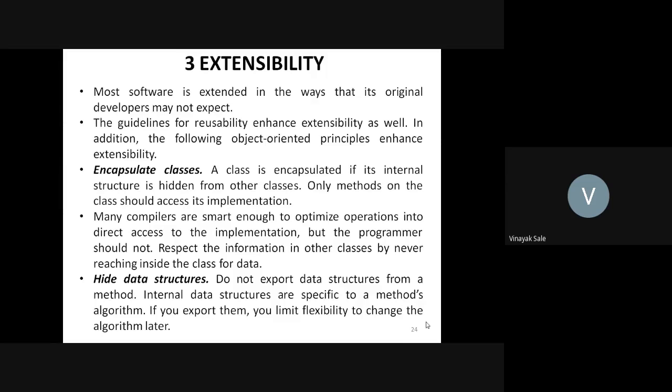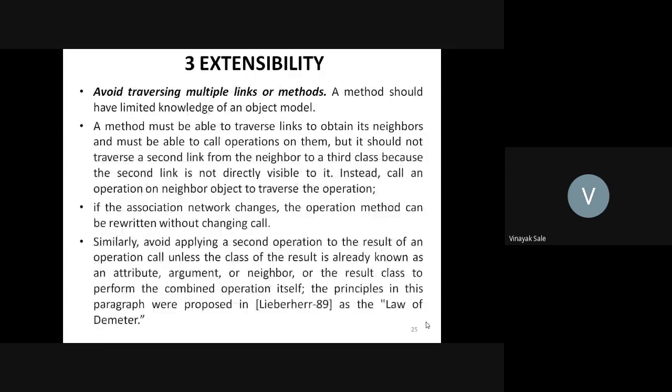Then hide data structure. So do not export a data structure from a method. Internal data structures are specific to a method's algorithm. If you export them, you limit flexibility to change the algorithm later. Then avoid traversing multiple links or methods. A method should have limited knowledge of the object model.